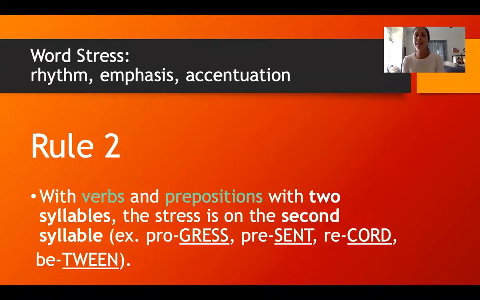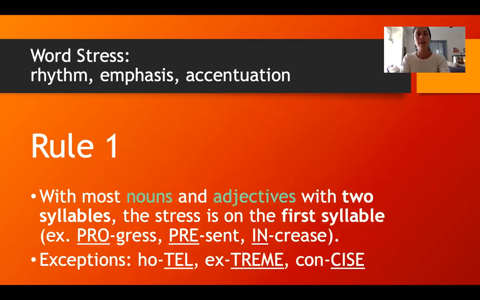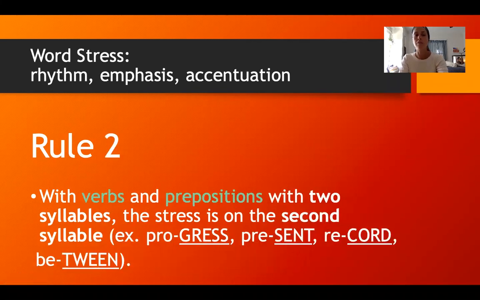Rule number 2 is kind of like the opposite. It's for verbs and prepositions. For 2-syllable words that are verbs and prepositions, we emphasize the second syllable. So we say progress, present, record, between. All right. So you can see that this is the exact opposite. For rule number 1, we have progress, present. For rule number 2, we have progress, present. You see the important difference here?